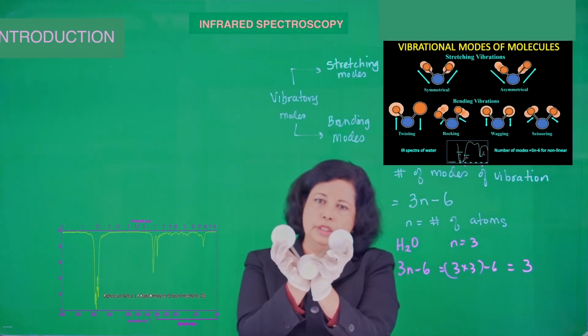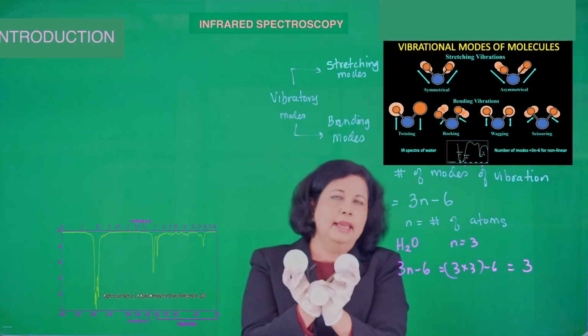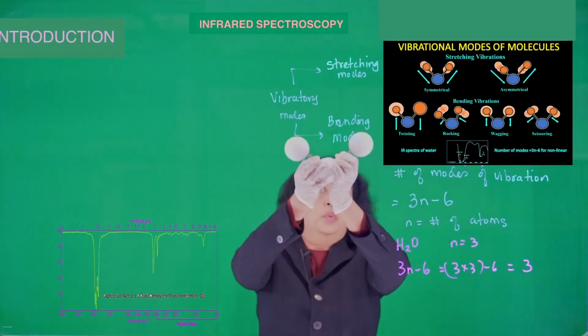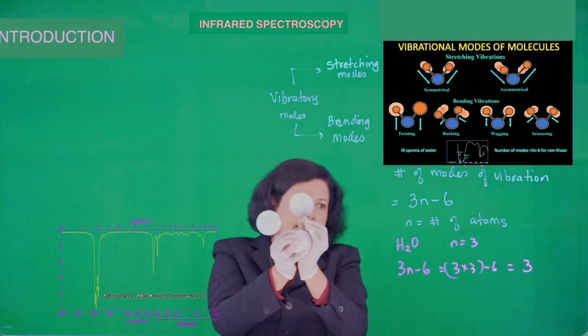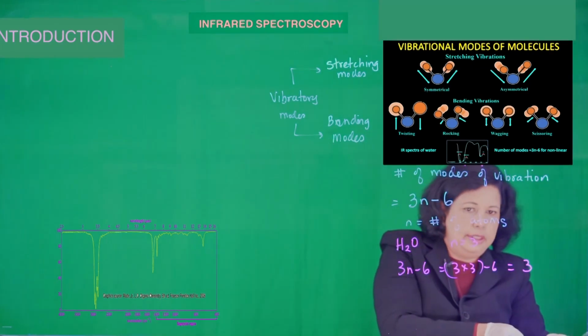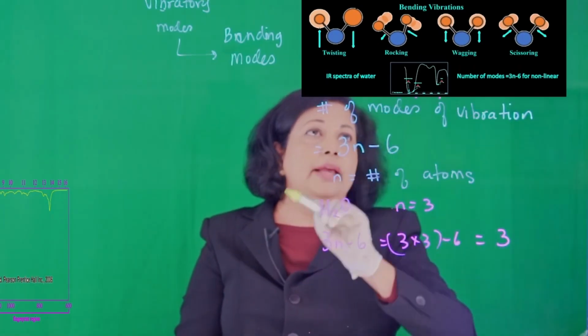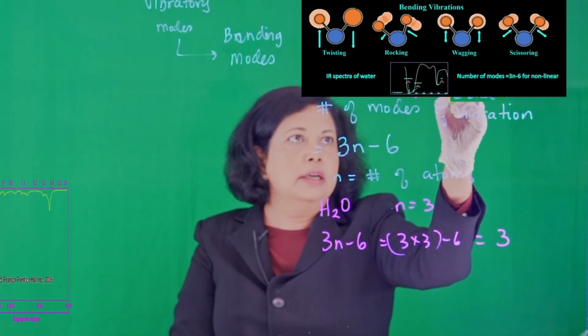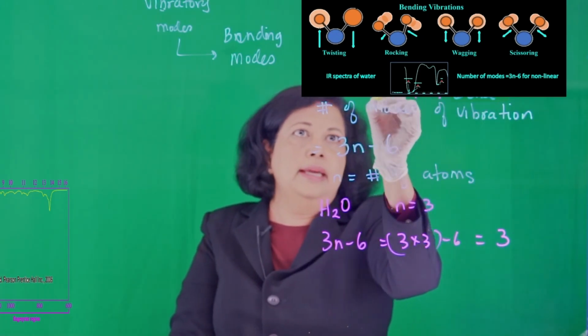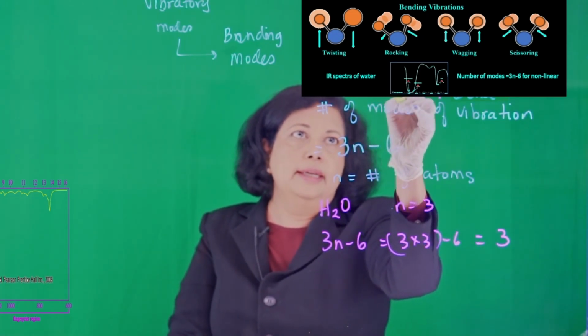One long, one short. Okay, and it's going to do one of the bending modes. Let's look at what it's going to have. There are 3 of them, and the lower energy would be the bend, and the higher energy would be the stretch.